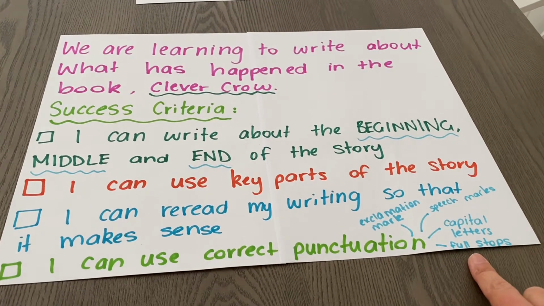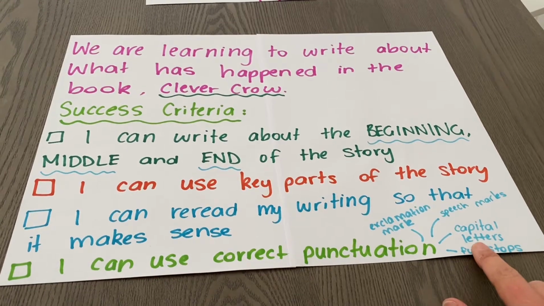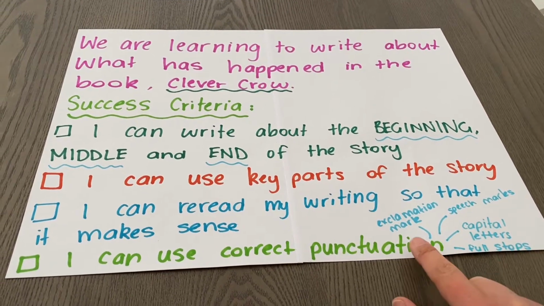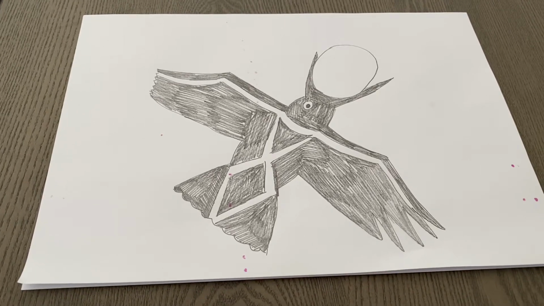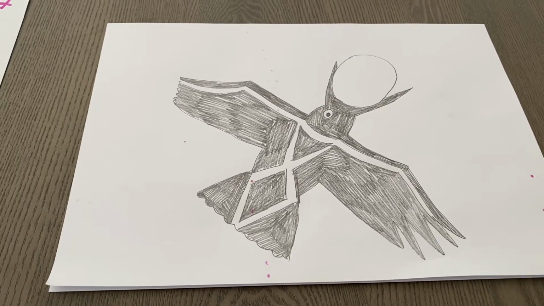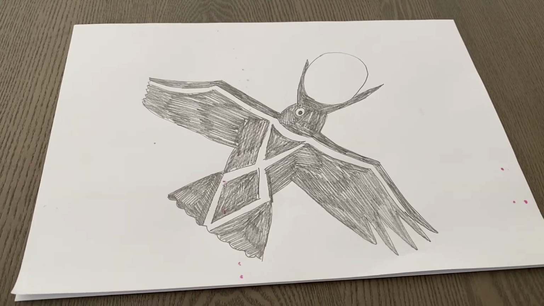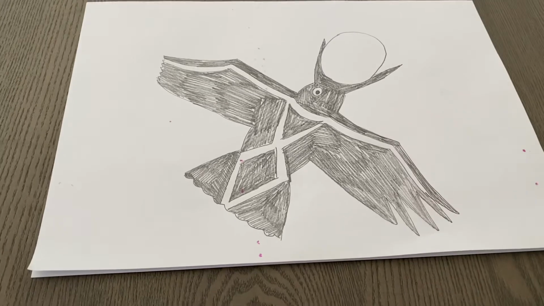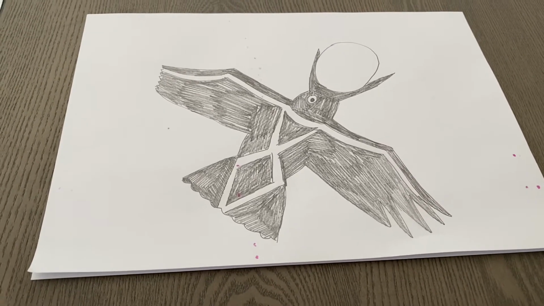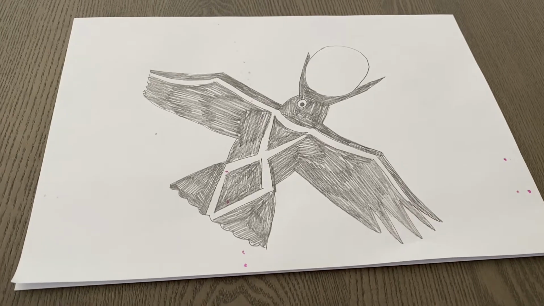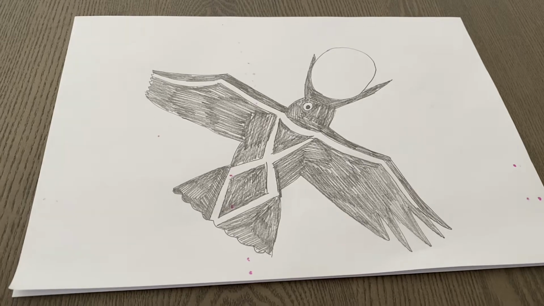And this is where I've written some reminders. I can use full stops at the end of sentences, capital letters, speech marks, and exclamation marks. Okay, so the first part of our writing today is that we're going to draw to help us think about what has happened in the story. So to save some time, I've drawn the clever crow with the turtle egg in its mouth. Now I'm going to brainstorm some key words because that's part of my success criteria to help me write what has happened at the beginning, middle, and end of the story.